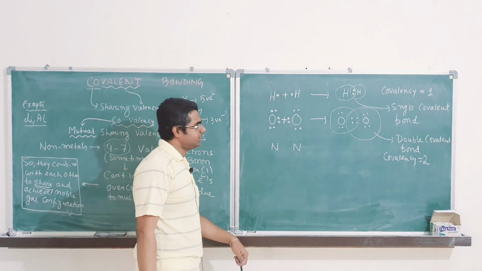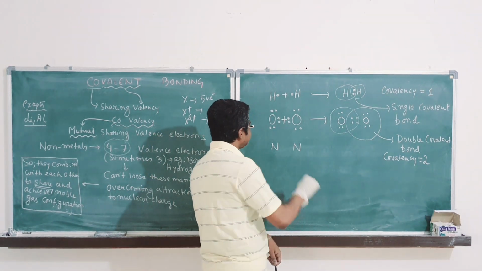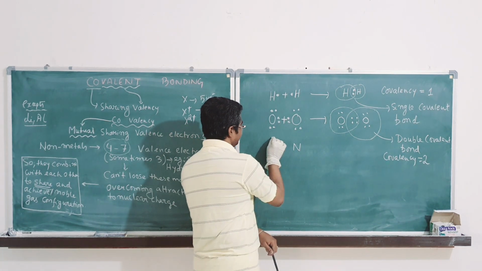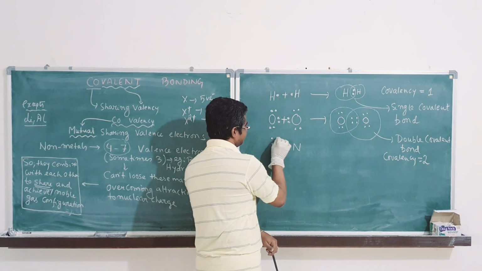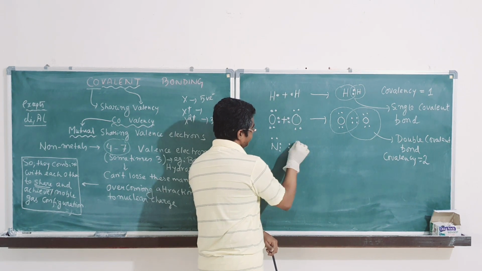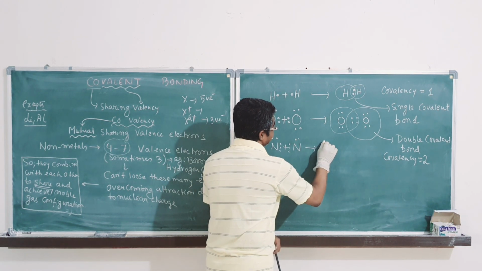Coming to nitrogen right now. Clear ho raha hai na? Nitrogen right now. Please do slowly, there is no hurry. So nitrogen is having electronic configuration 2, 5. So 5 electrons are there. So it will need 3, right? So it gets added and here is the nitrogen.